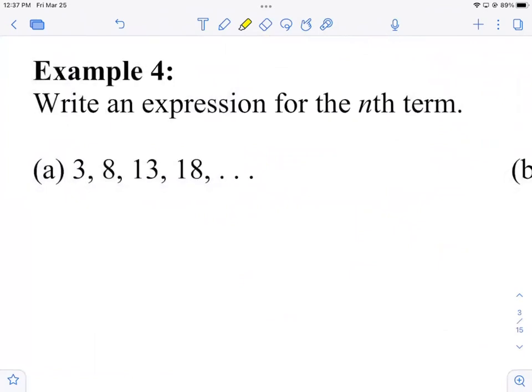I mentioned yesterday that a lot of times we have to come up with the nth term because it's not given. So 3, 8, 13, 18. Does this sequence converge or diverge? Yeah, it appears to be getting bigger, right? So that would be diverges, right? This diverges to infinity, okay?